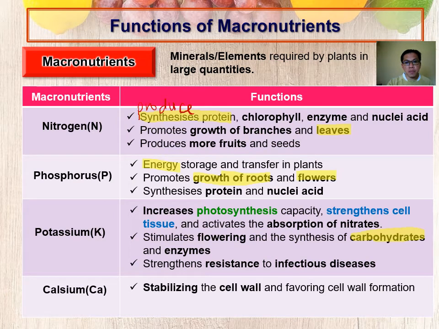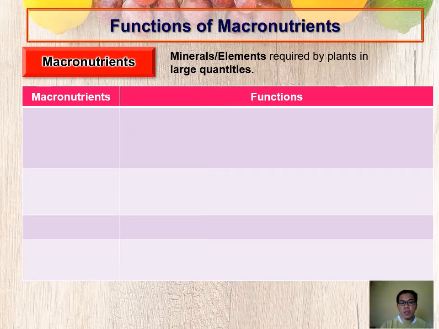Okay, for calcium, the function of calcium is stabilizing the cell wall and favoring cell wall formation. Fungsi kalsium adalah untuk menstabilkan dinding sel dan juga favoring cell wall formation, dan membantu dalam penyusunan ataupun pembentukan dinding sel dalam tumbuh-tumbuhan. Activates the formation of roots and their growth, mengaktifkan pertumbuhan akar dan juga pembentukan akar. Okay.